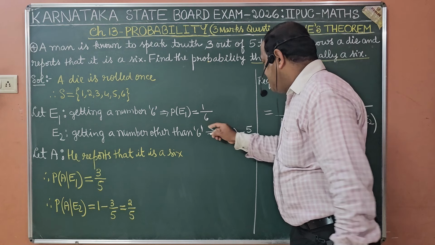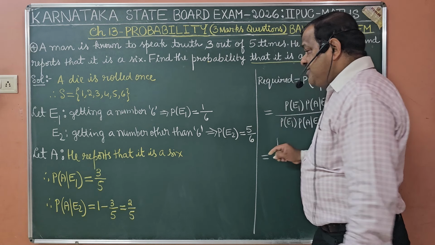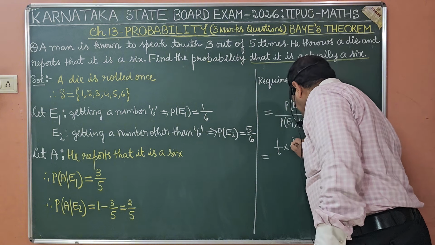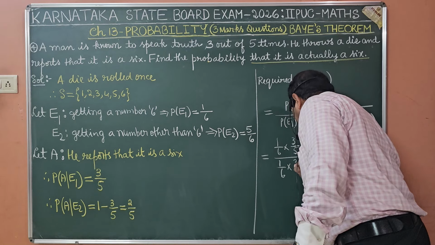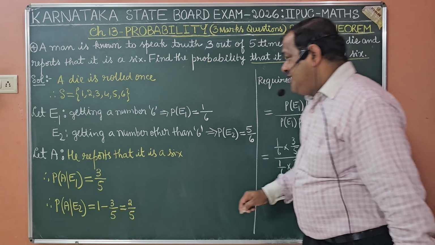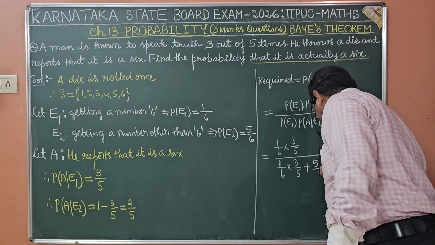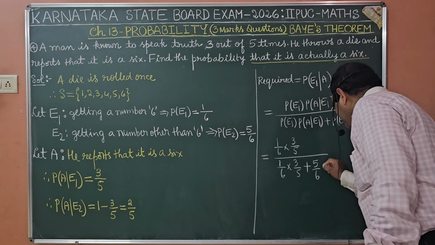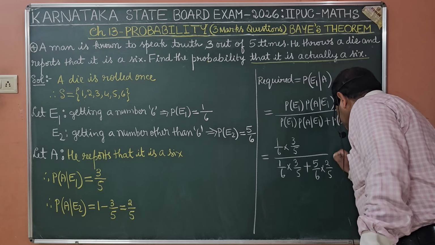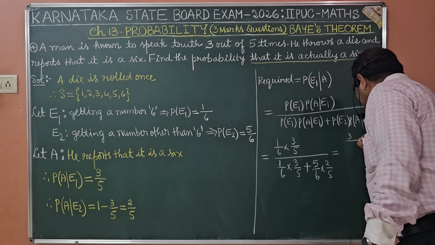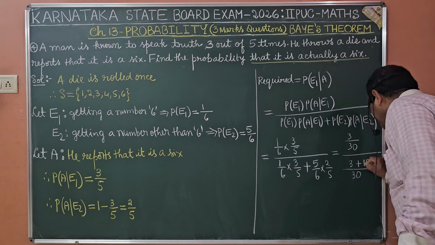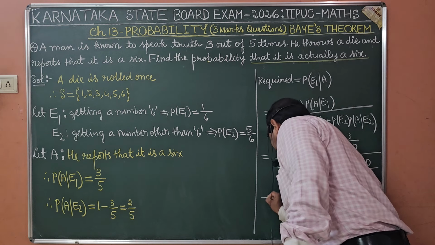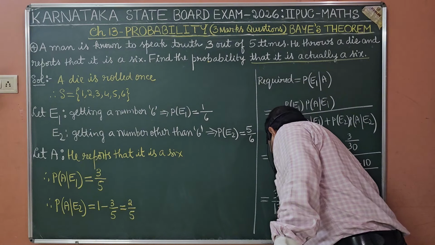Hence, let us substitute. P of E1 is 1 by 6, P of A given E1 is 3 by 5, divided by 1 by 6 into 3 by 5 plus P of E2, which is 5 by 6, into P of A given E2, which is 2 by 5. So the numerator is 3 by 6 into 5, which is 30. In the denominator, with LCM 30, the numerator is 3 plus 10. Therefore 30 gets cancelled. So the final answer is 3 by 13.